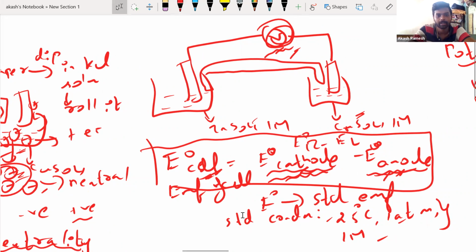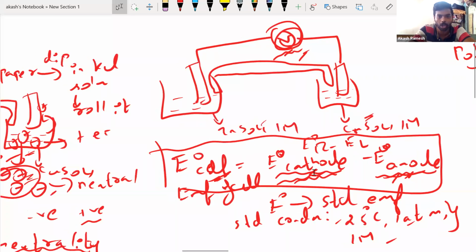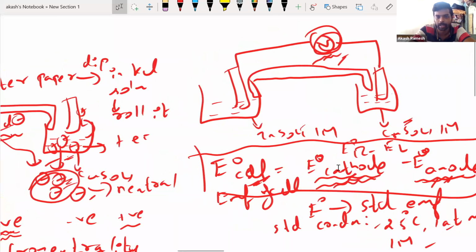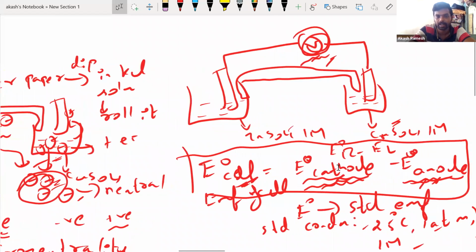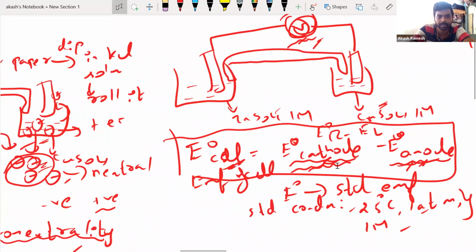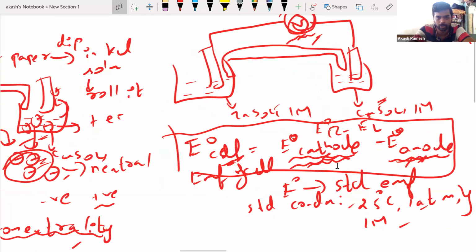Basically what you have to understand is, if it is a Daniel cell, you have to put the copper's potential here, and at the anode I have zinc, so the zinc's potential here. And what is the meaning of this naught? When I put the naught, it means it is standard potential, standard EMF. And we know standard EMF means I need to have standard conditions: 25 degrees Celsius, 1 atmospheric pressure, and all the electrolytic solutions, zinc sulfate, copper sulfate, all of them should be 1 M.